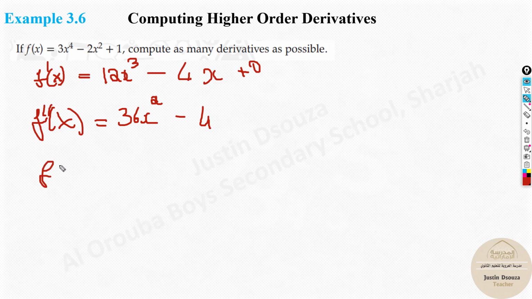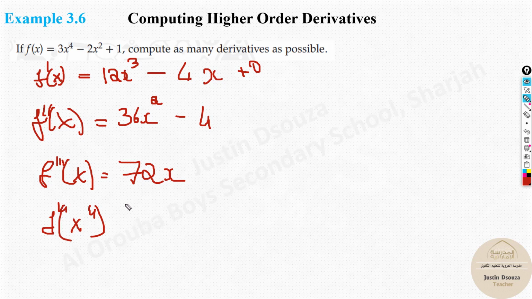We will start with f triple dash. Now, what happens over here? You need to again derive this. This power 2 comes down. It'll be 72x to the power 1 and this 4 is gone. Now, we can go to the fourth derivative, f4 of x. And here, you will just get 72. Why? Because this is power 1, it dissolves.